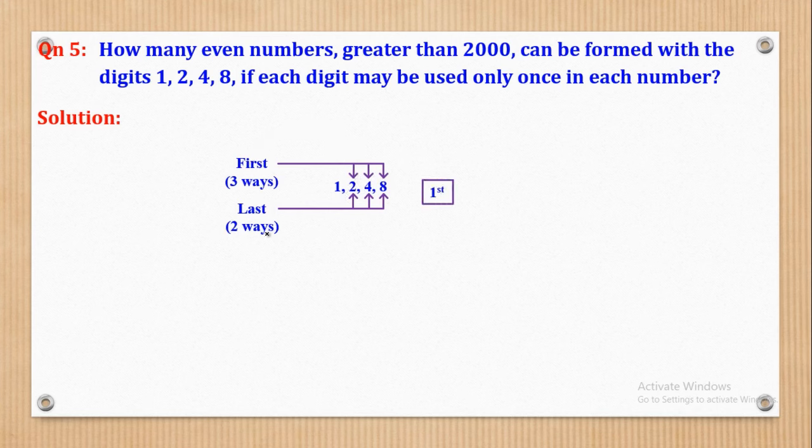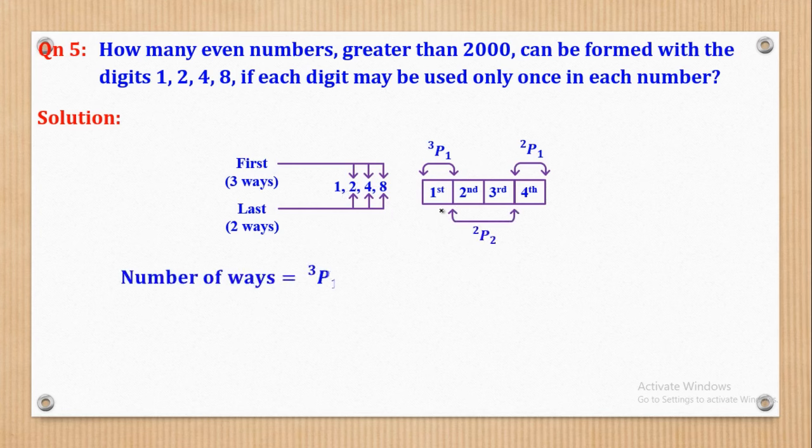Therefore, we shall come and put our illustration of the positions, and we shall see that the first position here, you have 3 ways to pick from, so it will be 3 permutation 1. Then the last one, there are 2 ways to pick from, so it will be 2 permutation 1. Then when you pick 2, you are left with 2 digits to fill the 2 spaces, so it will be 2 permutation 2. So when I multiply all of them, I'll come up with the required number of ways as 12 ways.